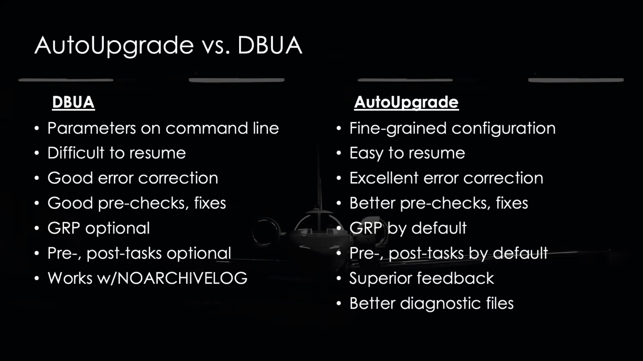A thing that you can do with the Upgrade Assistant that you can't do with AutoUpgrade is upgrade a database in no archive log mode. That's because AutoUpgrade creates a guaranteed restore point and expects the database to be in archive log mode. It's able to do some recovery that DBUA doesn't in this case. So this is going to impact you if you're running a pre-production environment in no archive log mode. But I think that for the most part, that's not going to be a big issue for most of us.